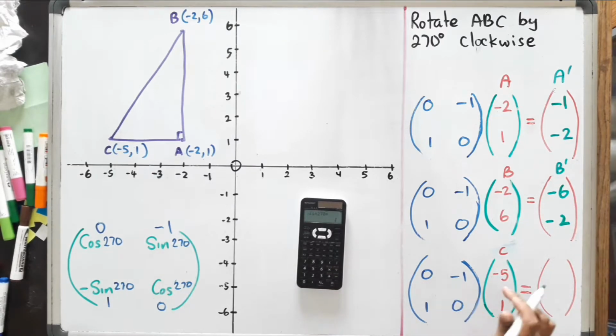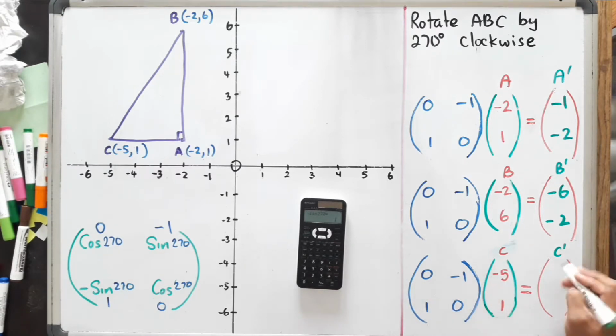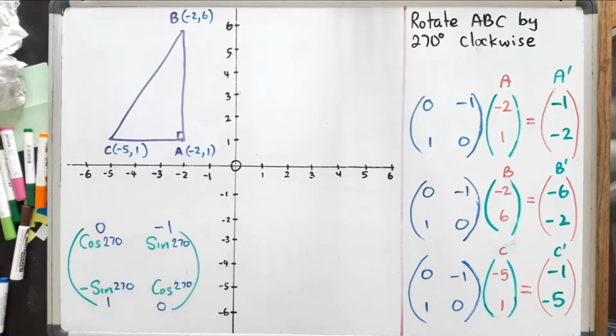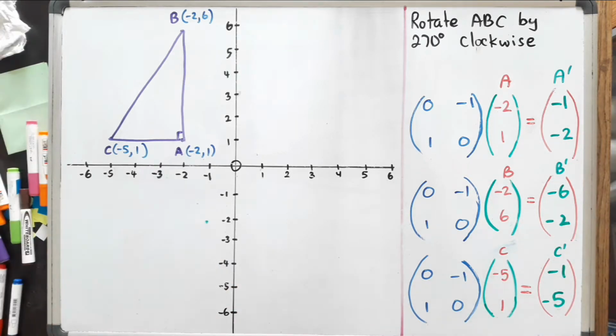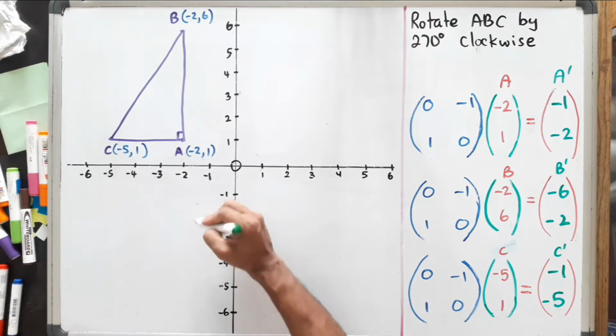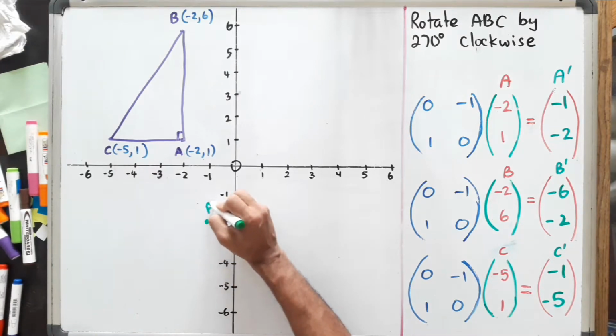And when we take this matrix and multiply by C, we will get C prime. So that means we will get minus 1, 5. Okay? No, minus 1, that's not right, double check it here. Minus 1, minus 5. Alright, so all we need to do now is plot these new points. We get a thinner marker here. Minus 1, minus 2. This is A dash.